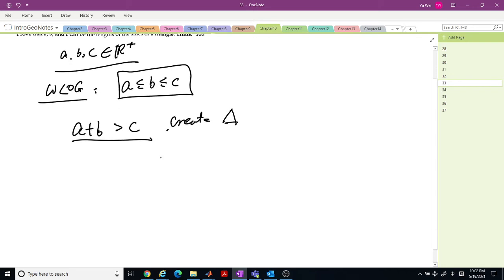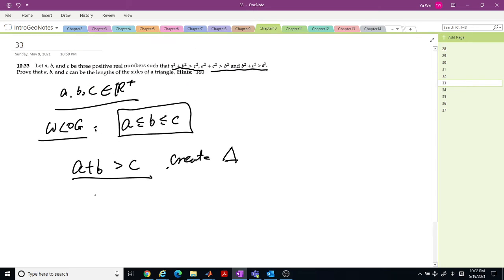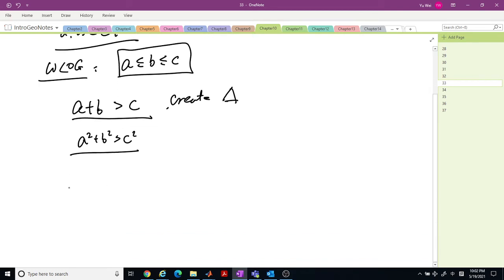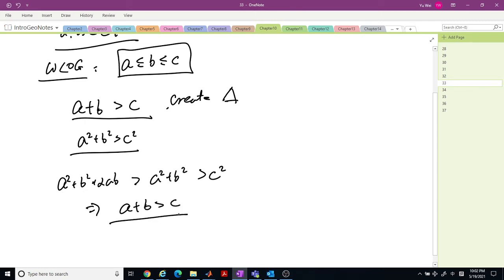Okay, so now let's see how we can use this. We know the A square plus B square is greater than the C square, right? Okay, so then the A square plus the B square plus 2AB must be greater than the A square plus B square, which is greater than the C square. So this one helps us to know the A plus B is greater than C. So that's why they can make a triangle.